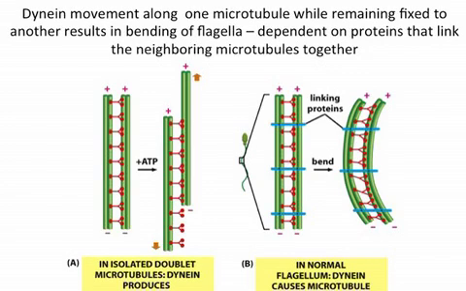So this is how it looks right out of the book, right? Basically, dynein moves along one microtubule while remaining fixed to another, and that results in the bending, and it's dependent on these proteins that link the two microtubules. So they're bound together, and when one is stuck here and then it's walking here, it doesn't just slide, it goes like this because they're attached to each other.